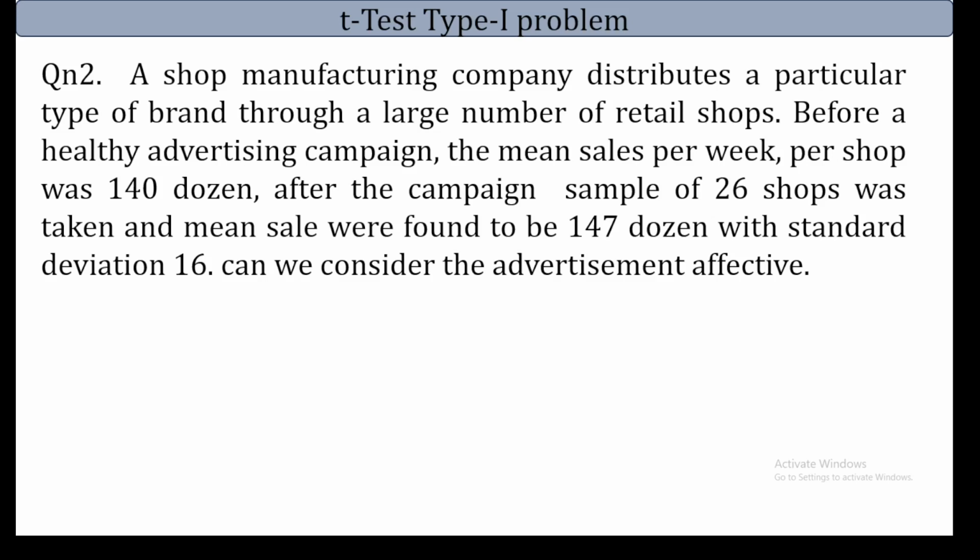Sir, here the population mean is 140. No, sample mean is given. The sample is 26 in number, it's less than 30, no? They are going to find out whether the mean increases or decreases. Sample n is still 26. I said population mean is 140, and sample n is 26. The sample mean is 147, and the sample standard deviation is 16. This has been given, and then we just have to put the figures and find out the t. Please find out what answer you are getting.